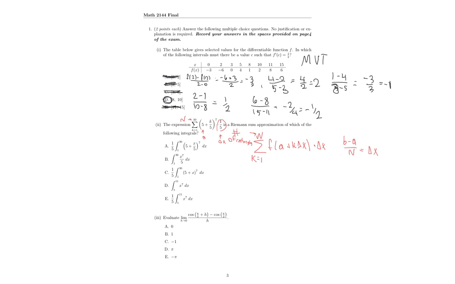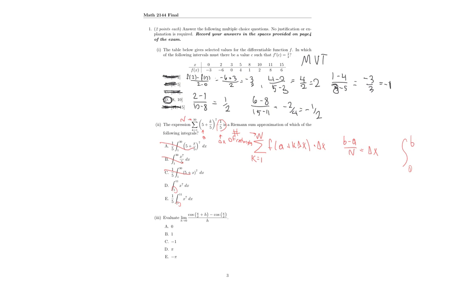So just from those 3 pieces alone, I can knock off a, b, and c. Why? Because a is the lower bound of our integral. This is how you approximate the integral from a to b. So this a value has to be our lower bound. Okay.